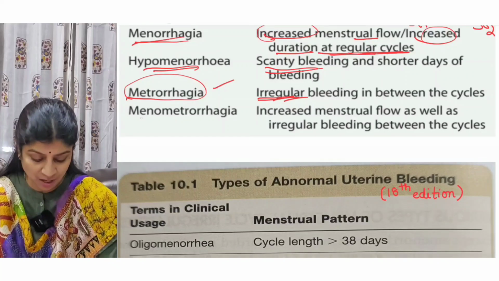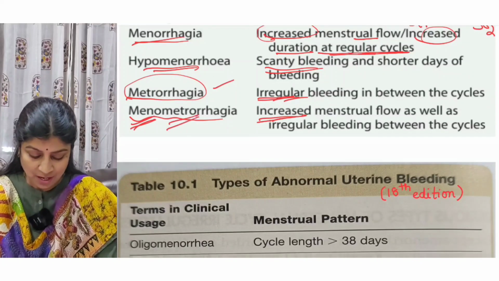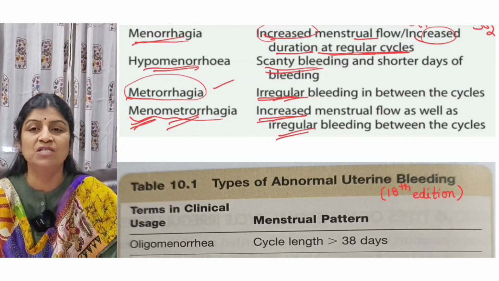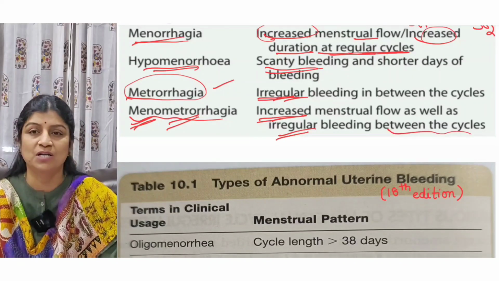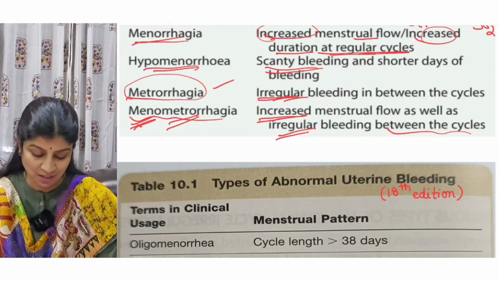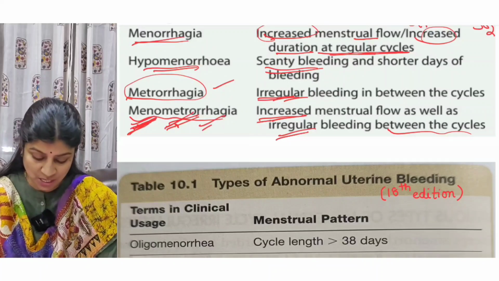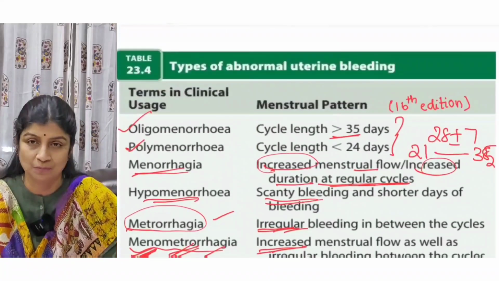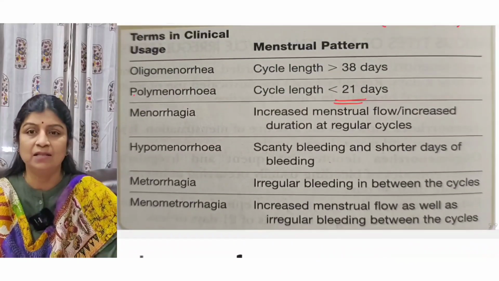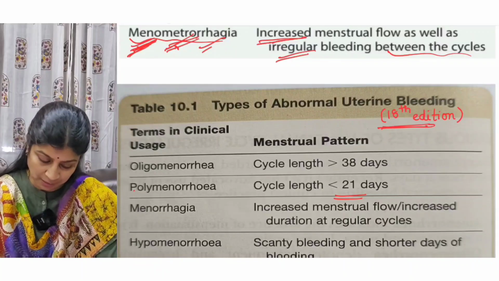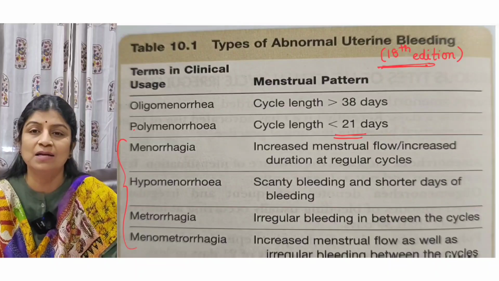What is menometrorrhagia? Meno means increased flow, metro means irregular. So this type of bleeding, which is irregular and heavy and occurs between the cycles, is menometrorrhagia. Meno means always heavy bleeding, metro means irregular bleeding. These are the various irregularities discussed, and this is the same according to the 18th edition. The other components remain the same except the cycle length, which varies in each textbook.